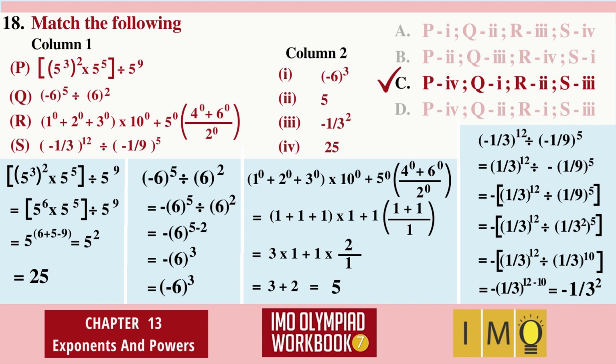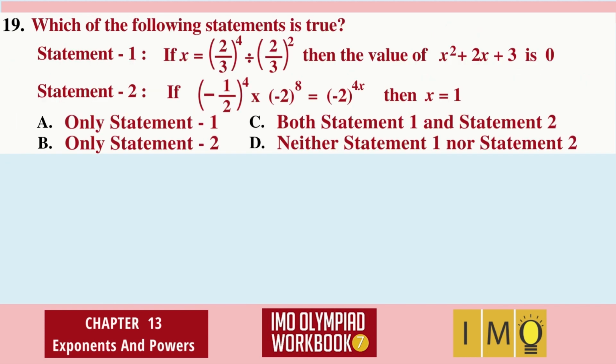Next, question number 19. Which of the following statements is true? We are given two statements here. So let's go ahead and find out which of them are true. First statement: if x is equal to (2/3)^4 divided by (2/3)^2, then the value of x² + 2x + 3 is 0.